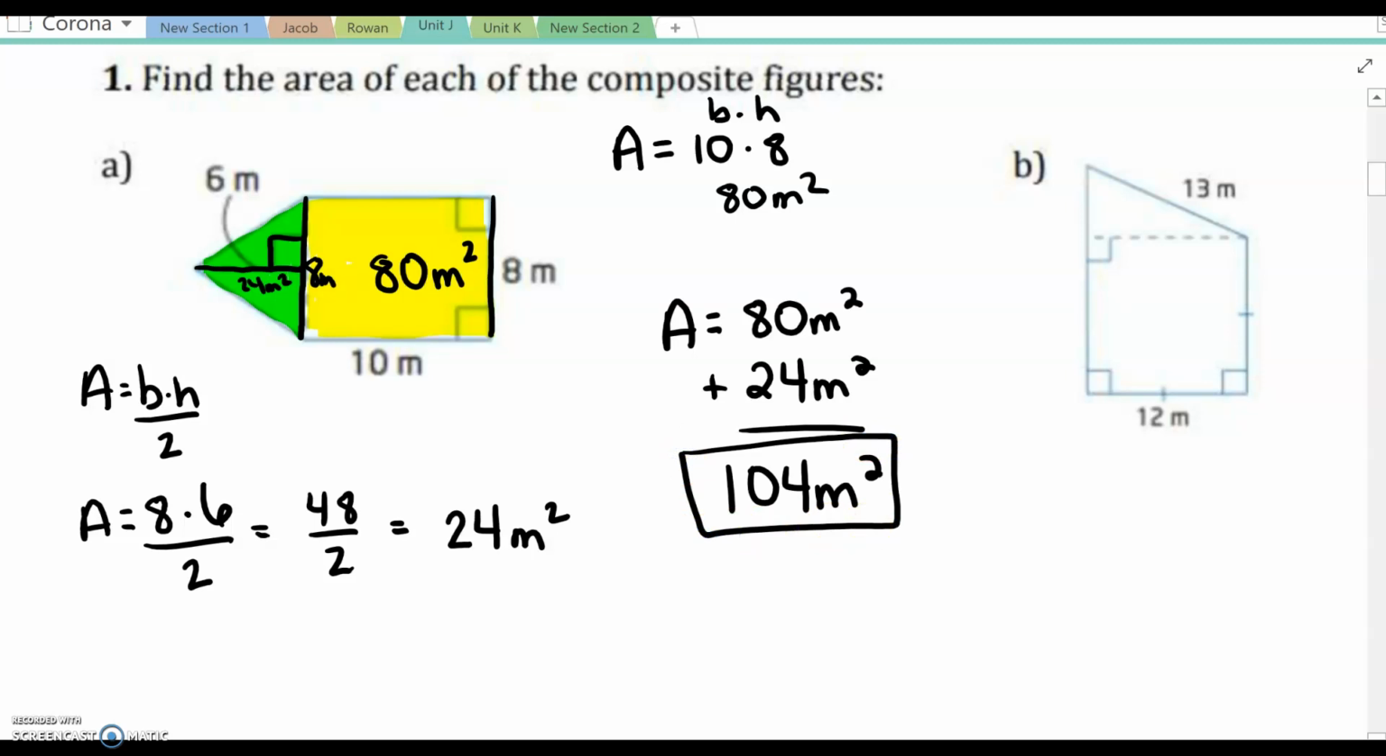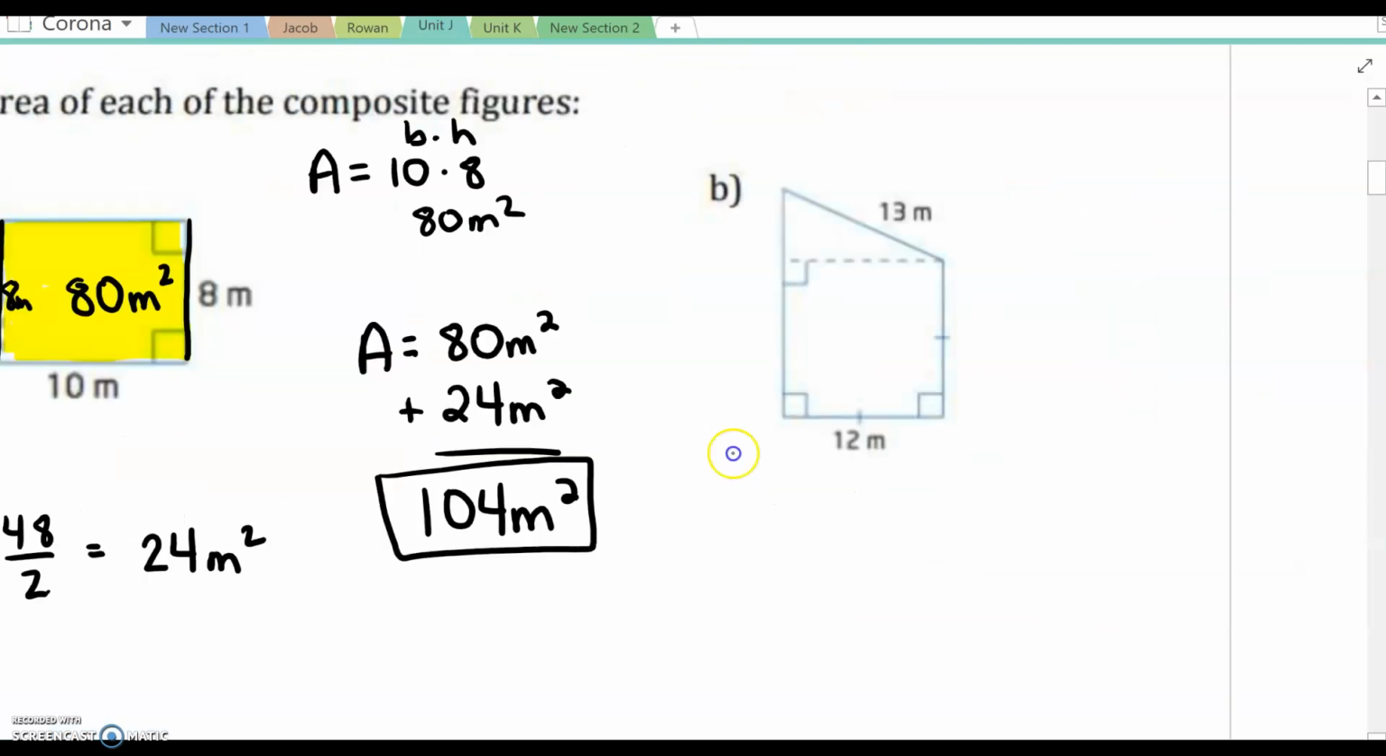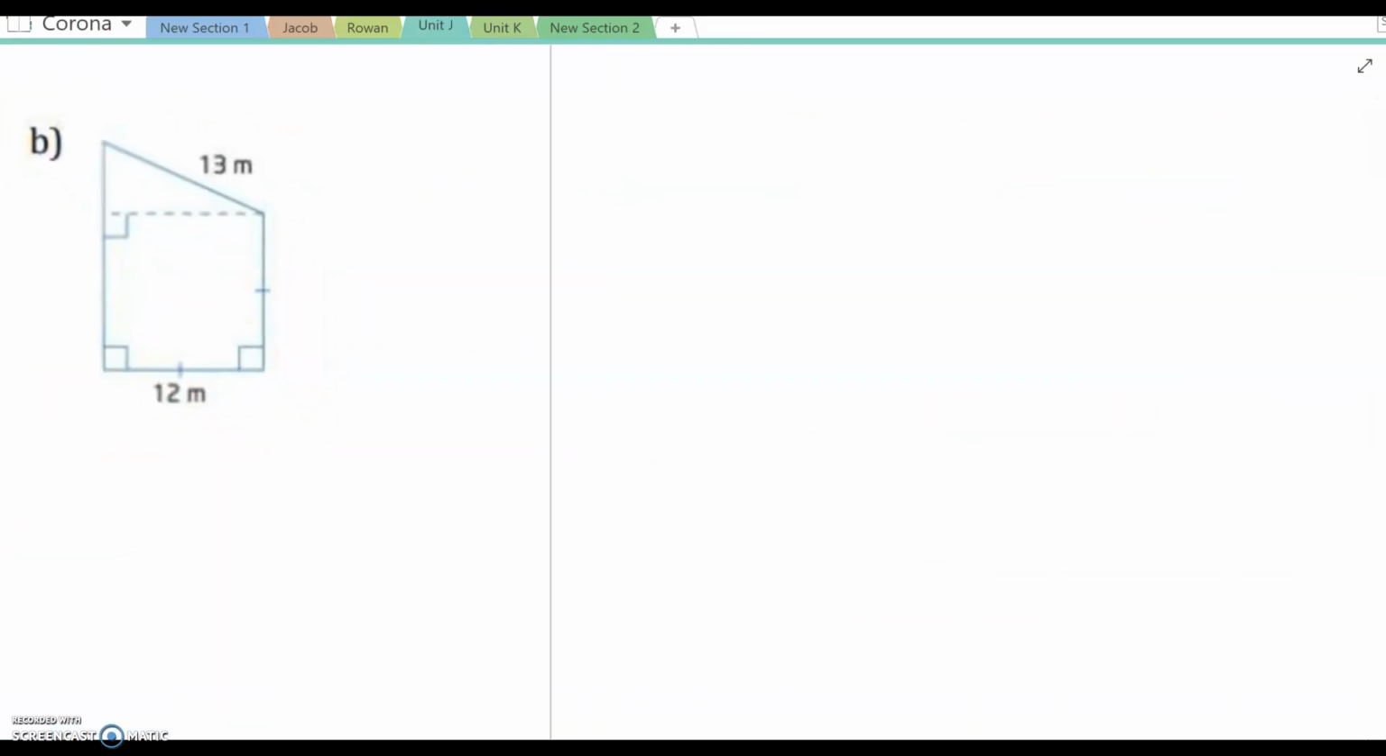Question 1b. Once again, we are looking at a rectangular shape and a triangle, two separate pieces that we can look at individually, and then we can combine them in the end. So we have what looks like a right triangle up here, right? If this here is a right angle, then this here is a right angle. We also have this rectangle, or technically a square on the bottom.